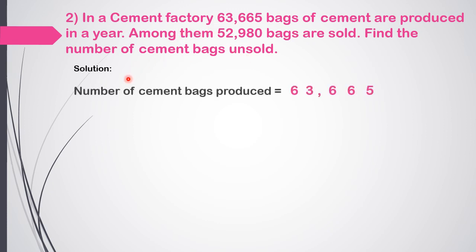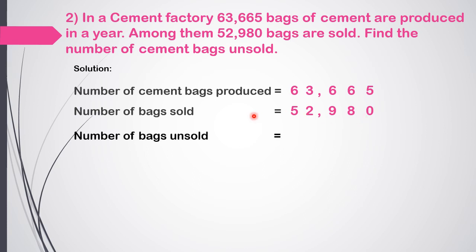So solution. Number of cement bags produced is equal to 63,665. Then number of bags sold is 52,980. So now we are going to find the number of bags unsold. For that we have to subtract.